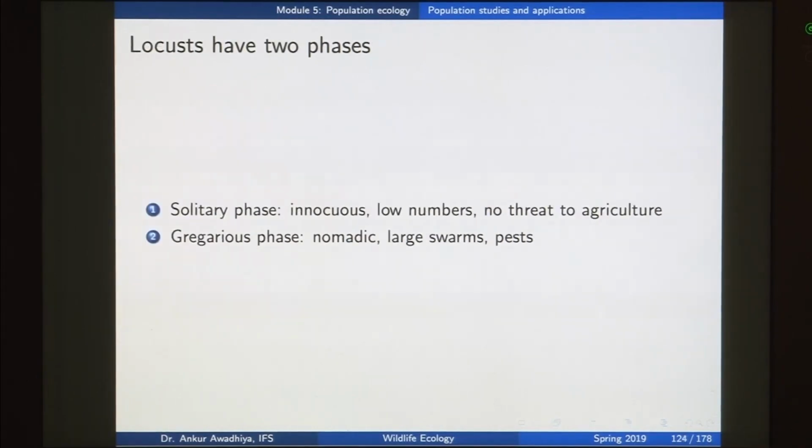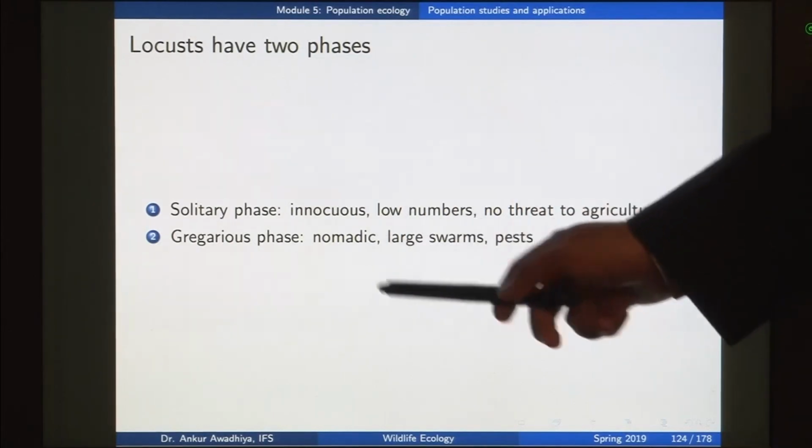Now locusts are known to have these 2 phases. The first phase is a solitary phase, and in the solitary phase they behave more like grasshoppers, in which case they are innocuous, they have low numbers, and they do not pose a threat to either agriculture or to the habitats. And then there is the second phase, which is a gregarious phase, which is a nomadic phase. So these locusts make large swarms. So, it is a swarming phase.